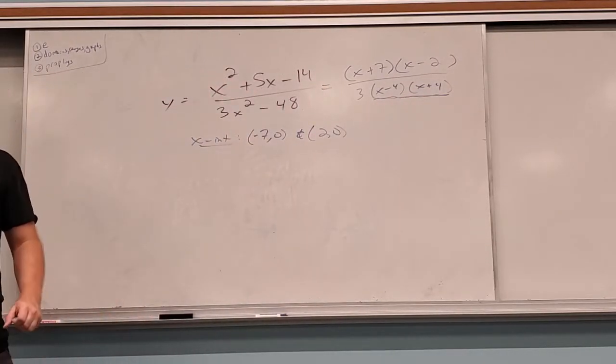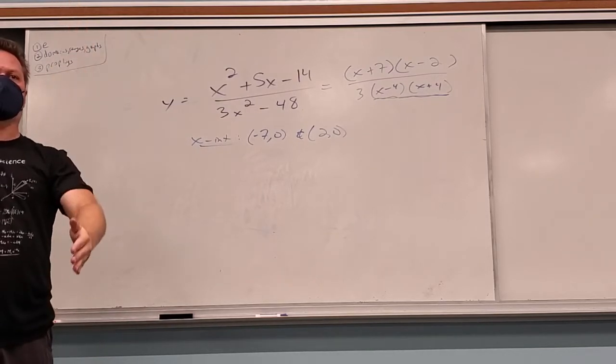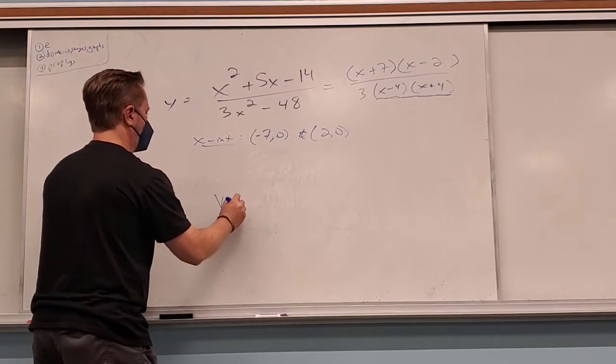What does this tell you eventually? 4 and negative 4, what are those? Vertical asymptotes. Those are the x's I'm not allowed to use. So I've got to put a wall there. So you can't use these. Right? So eventually that would be vertical asymptotes.